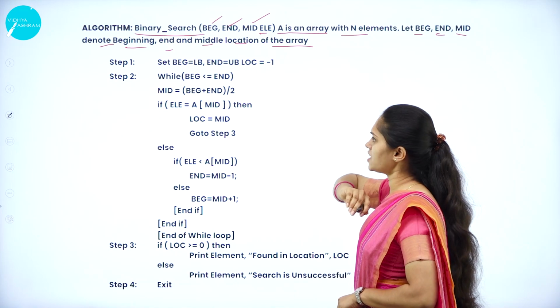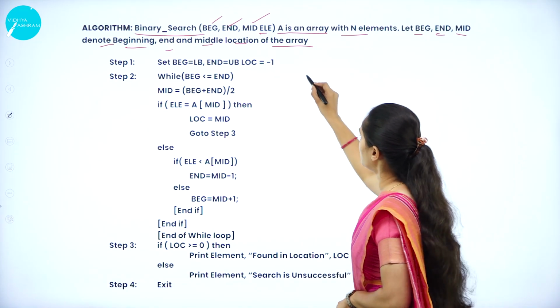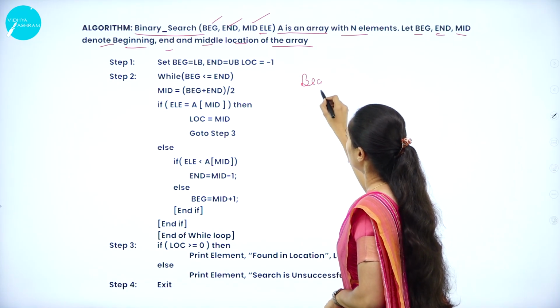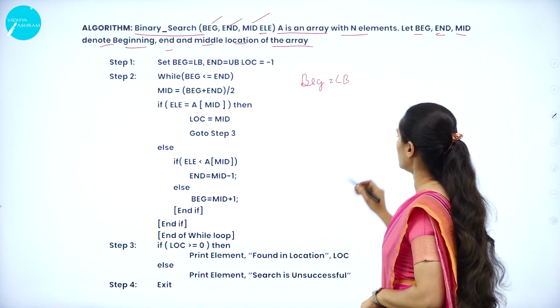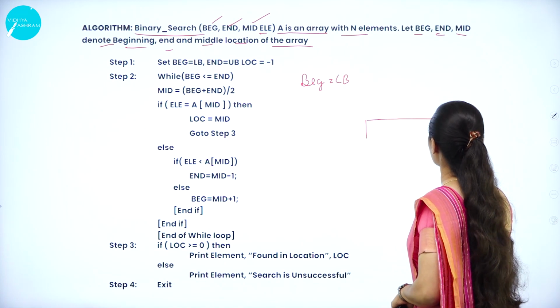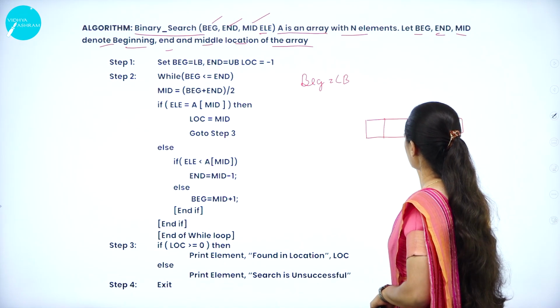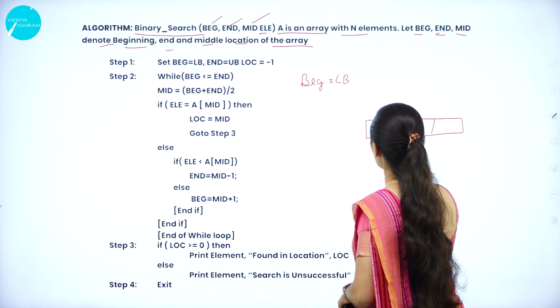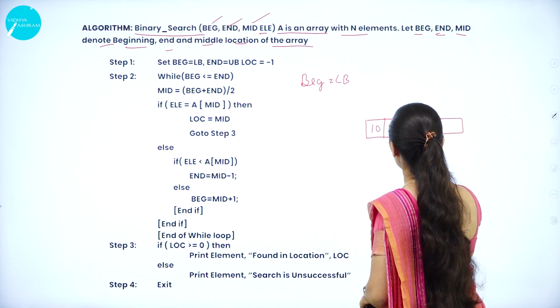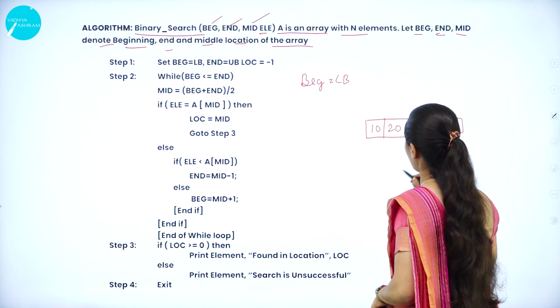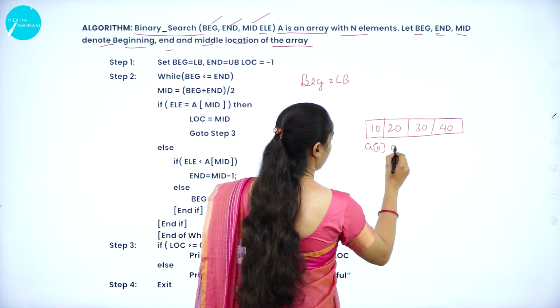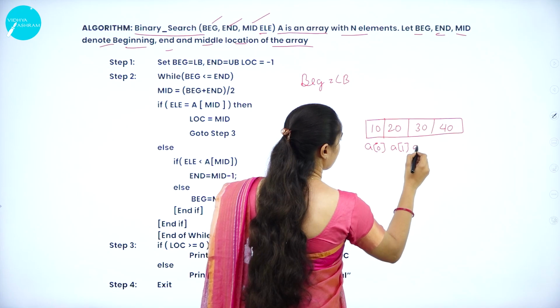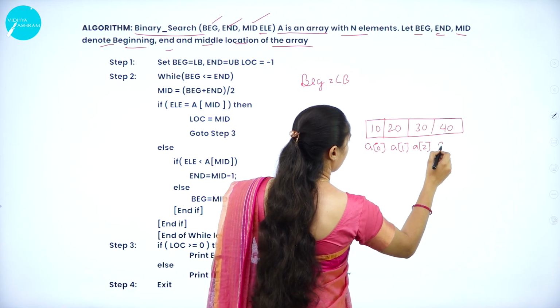In the first step, beginning is equal to LB. LB in the sense of lower bound. So, let me take 4 elements: 10, 20, 30 and 40. A of 0, A of 1, A of 2, A of 3.